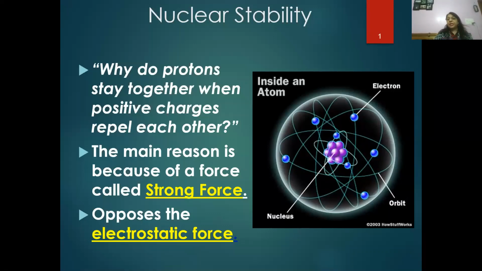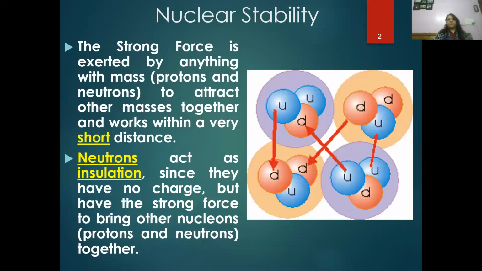Okay, so we know that the strong force is responsible for the nuclear stability. It opposes the electrostatic force. The movie that I was sharing with you was trying to convey the same idea, why nuclear stability is important, and how we can understand nuclear force versus the electrostatic force. There is no electrostatic force exerted by the neutrons because they have no charge. However, the protons, being positively charged, have an electrostatic force which is repulsive in nature. So the electrostatic force is opposed by the strong force of the nucleus, and therefore the stability of the nucleus.